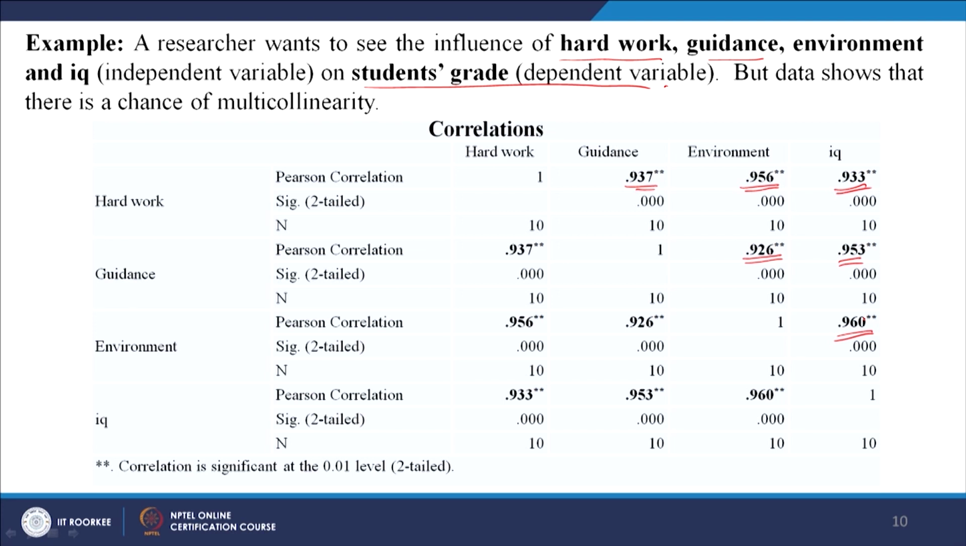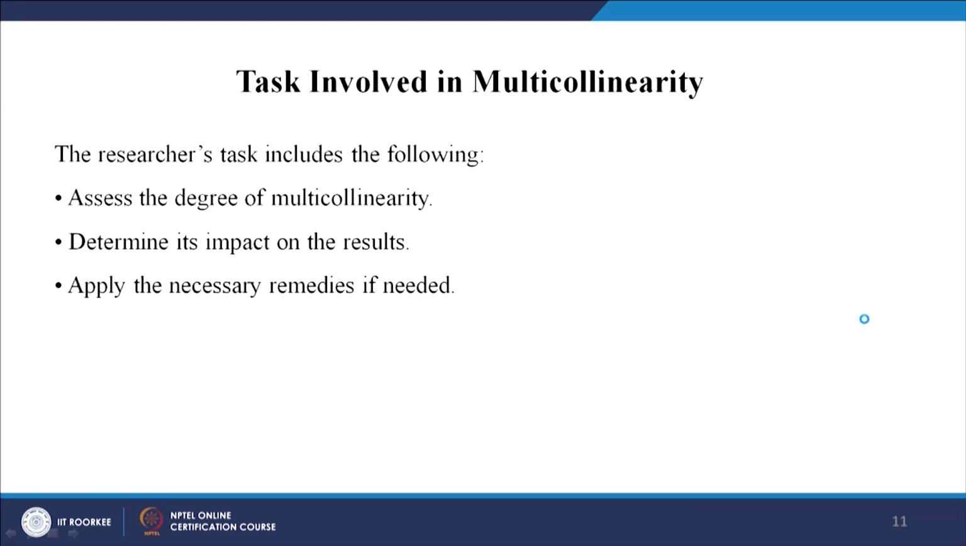If we look at this, we can see that there is very high correlation among the independent variables. So, how do you address this problem? I will explain what happens when you have multicollinearity. The researcher's task includes the following.